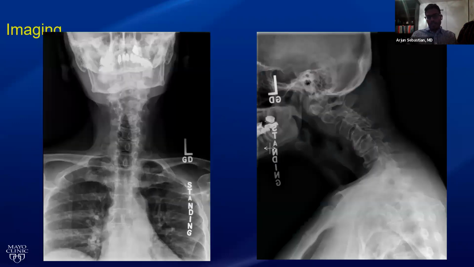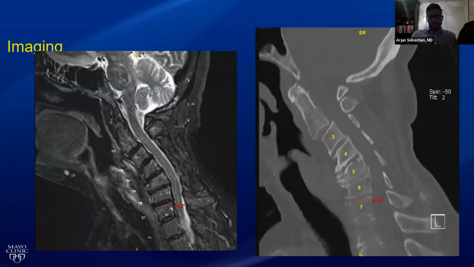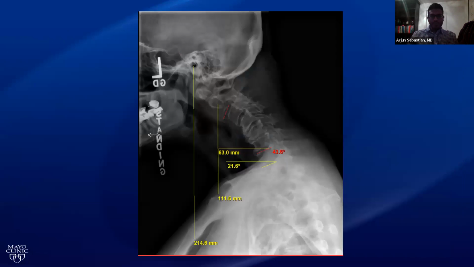If we look at her imaging here, she obviously has cervical kyphosis and significant degenerative disc disease. On her flexion extension views, you can assess that there's not a great deal of flexibility to her kyphosis. And if we look at her MRI, it does demonstrate stenosis and anterior osteophyte formation with disc collapse, especially at the 4-5, 5-6, and 6-7 levels.